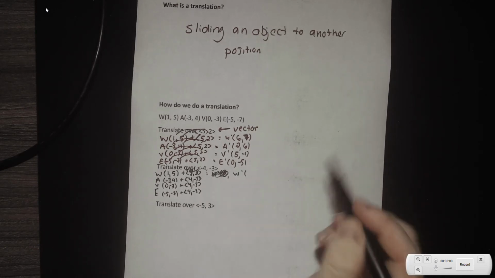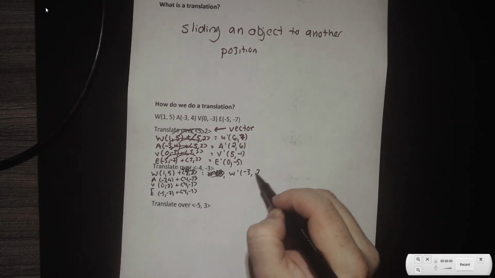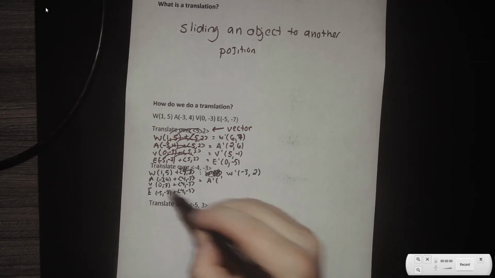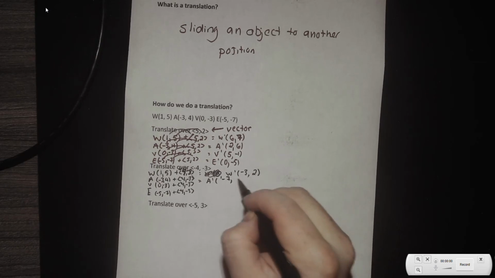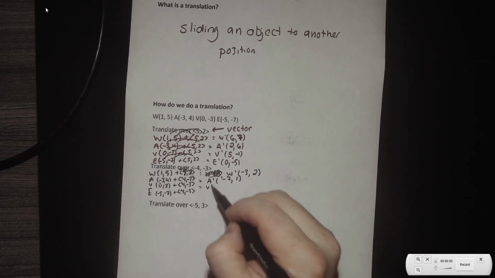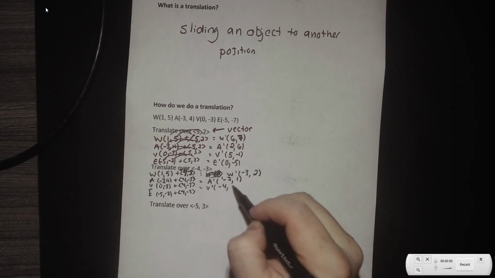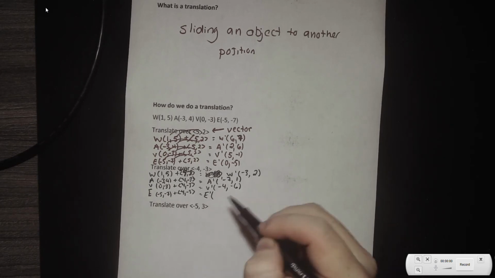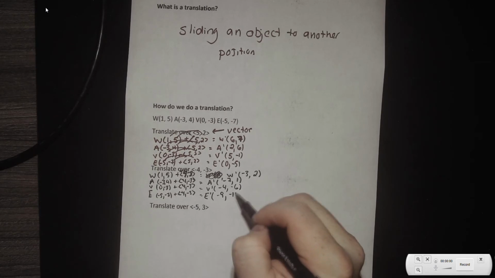1 plus -4 is -3. 5 plus -3 is 2. -3 plus -4 is -7. 4 plus -3 is 1. 0 plus -4 is -4. -3 plus -3 is -6. -5 plus -4 is -9. -7 plus -3 is -10.